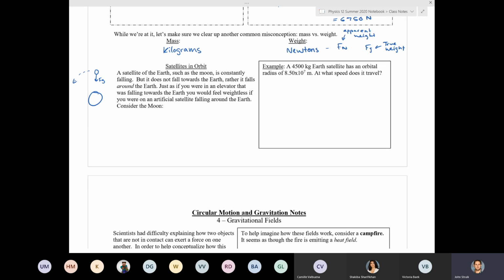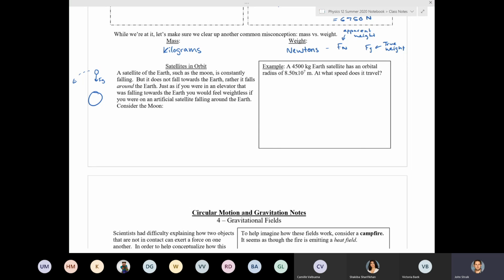Now, if you think about, consider the moon, I don't know what I'm supposed to do there. I can't remember what that blank is there for. I think I drew it right there. We're fine like that. Okay.